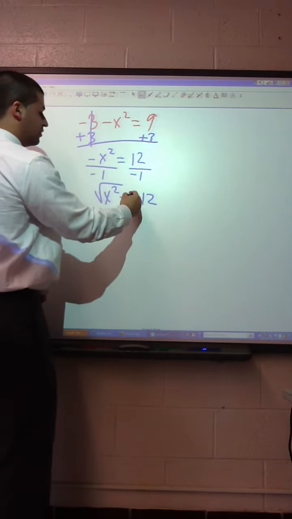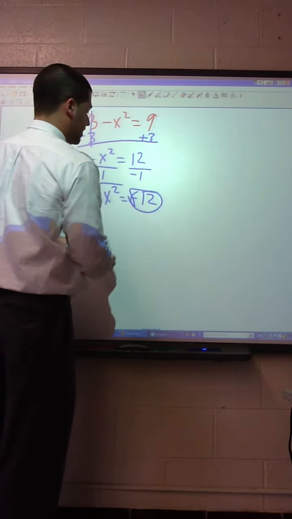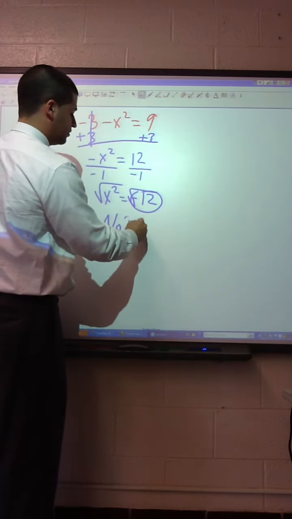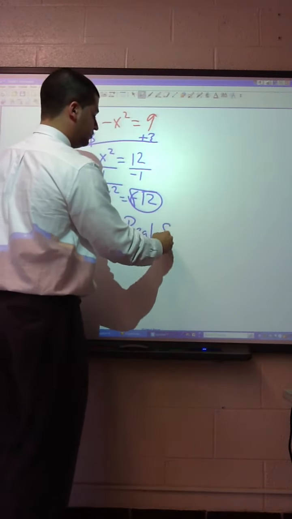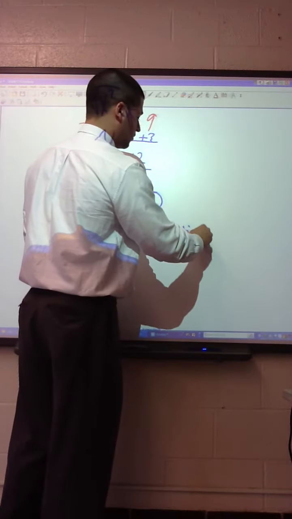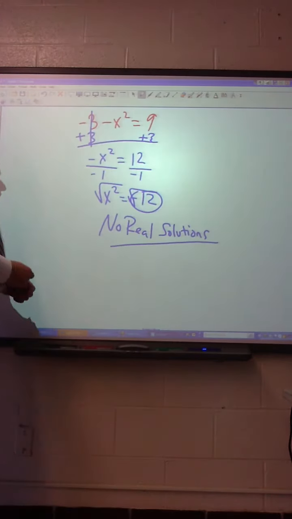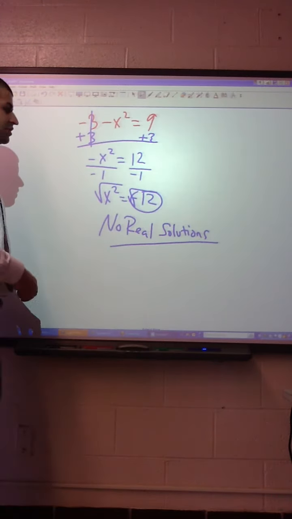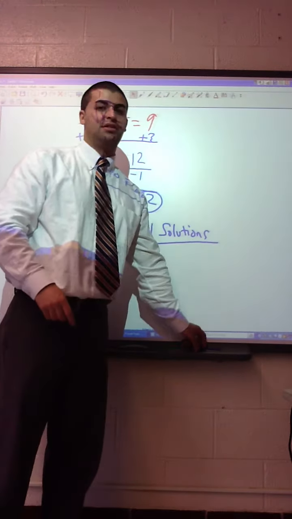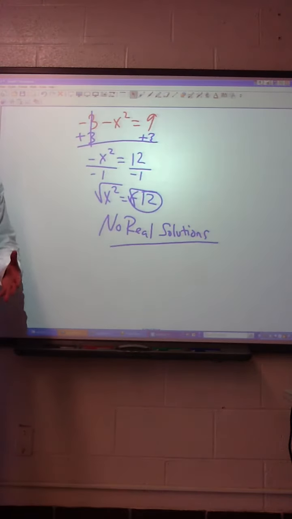If we take our square root here, we get a radical of a negative number, and we can say no real solutions. So anytime you have a negative under the radical, no real solutions would be the response. Okay, we don't know how to do that yet. That's something for Algebra 2.